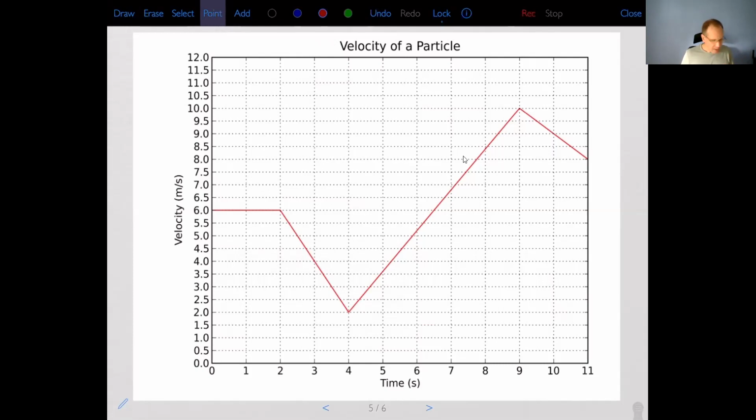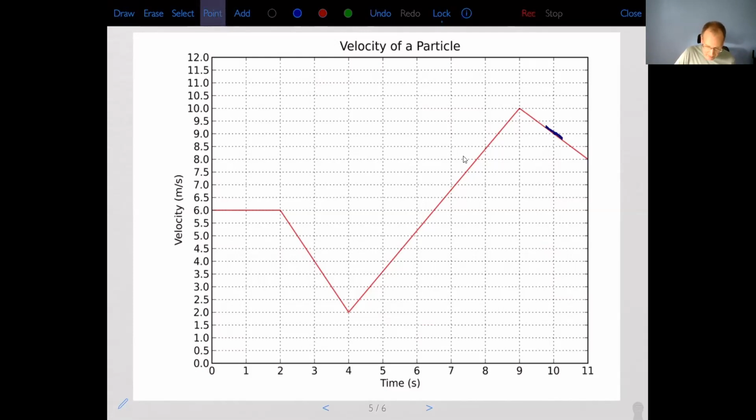What is the acceleration at 10 seconds? So I'm asked about acceleration, so I go to 10 seconds, go up to the graph. Since it's velocity versus time, I want to know the acceleration. I want to know the slope of the tangent line right at that point. But that's the same as the slope of this entire line because it happens to be constant acceleration over that time interval. So I just need to calculate the slope of that line.